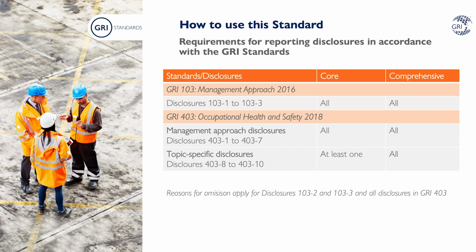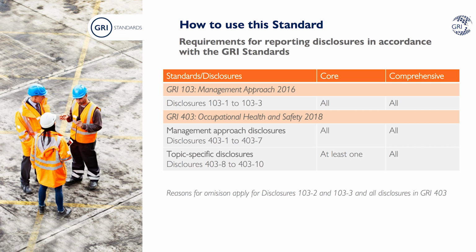So, when an organization has identified occupational health and safety as a material topic, it is required to report its management approach for this topic using the 3 disclosures in the Management Approach Standard and the 7 management approach disclosures in GRI 403 Occupational Health and Safety. This applies for both core and comprehensive reporters. In exceptional cases, if an organization cannot report on some of these management approach disclosures, it can use reasons for omission. Only disclosure 103-1 cannot be omitted.